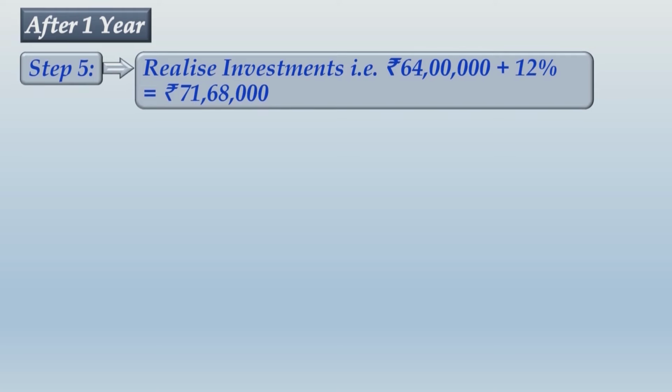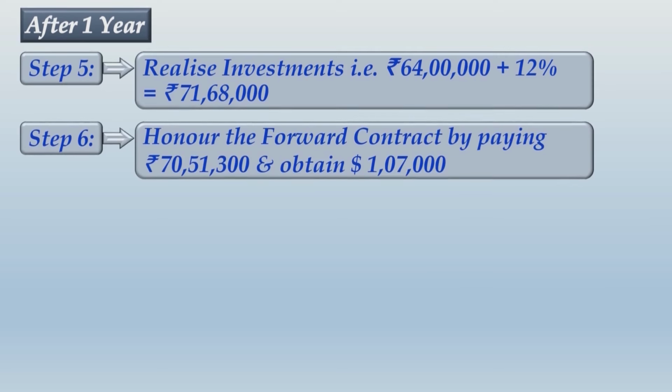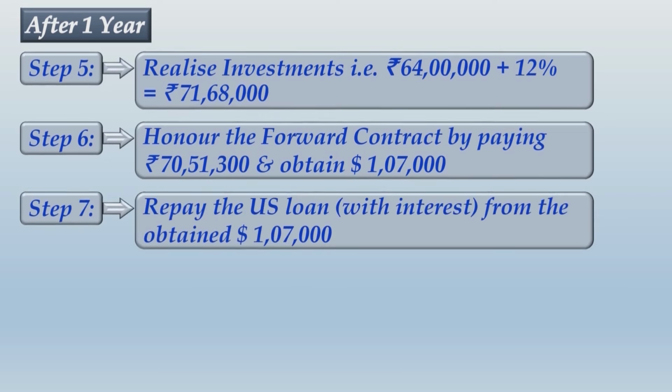rupees 71,68,000. Honor your forward contract by paying rupees 70,51,300, and through which you will be obtaining $1,07,000. Through this obtained dollar amount, what you are going to do is repay your US dollar loan. And finally, you look into one thing, we have kind of closed all the transactions over here. So we have first realized this much rupee value of investment, and to honor the forward contract, the amount that we had to pay was 70,51,300.